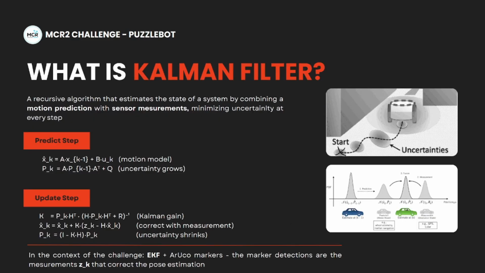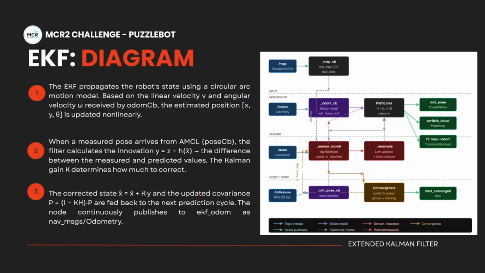A Kalman filter is basically a recursive algorithm that estimates the state of a system by combining a motion prediction model and sensor measurements. It tries to minimize and reduce the uncertainty, the error, at every step that it takes. The diagram for the extended Kalman filter we used is basically: propagate the Puzzlebot state using an arc motion model. Then it gets feedback from the Monte Carlo localization algorithm, and it filters it to reduce the covariance of the error that it calculated.